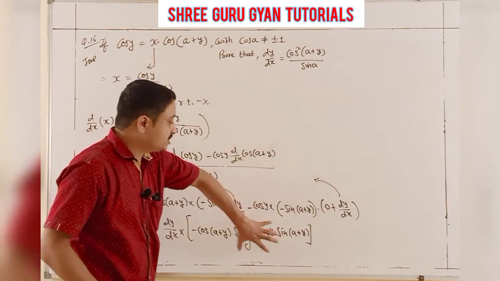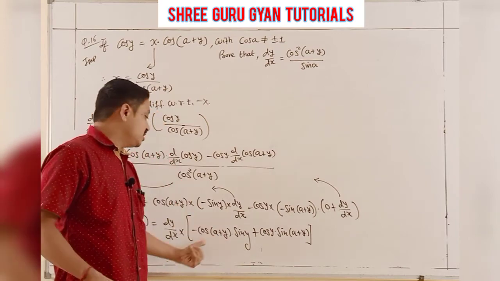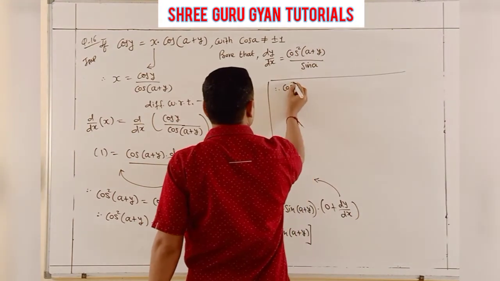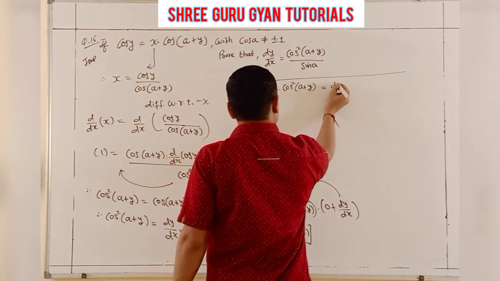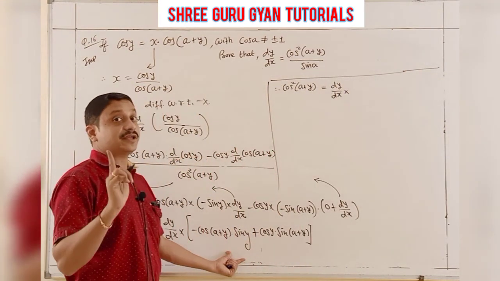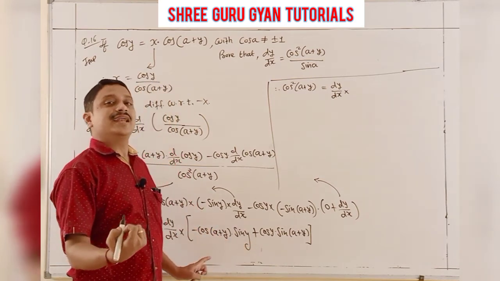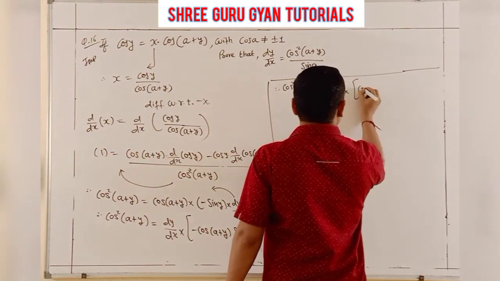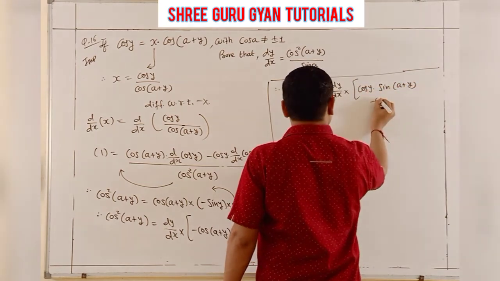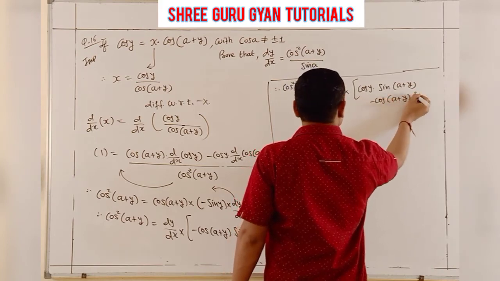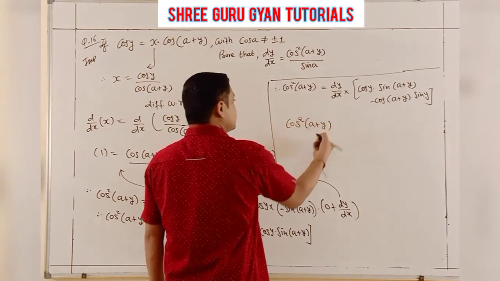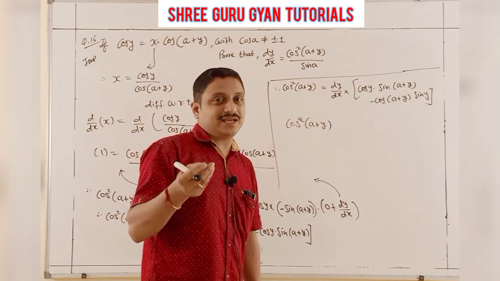And now here students, it is a rearrangement. Sure, it is a formula. So my further steps: cos square(a plus y) is dy by dx, and the other just rearrange. First positive, second negative. So positive value I have cos y sin(a plus y) minus cos(a plus y) sin y, and that is a perfect square. Sorry, my mistake, it is not a perfect square.